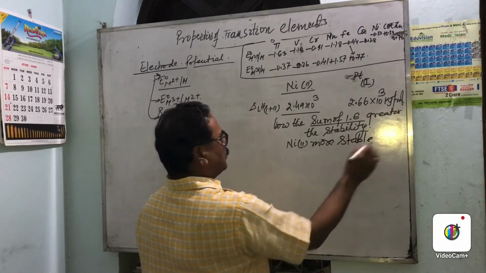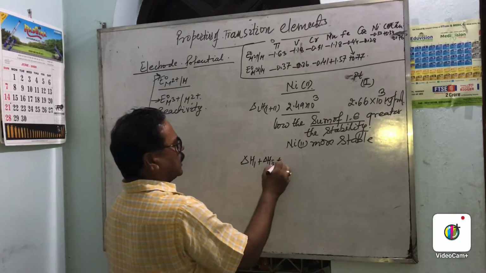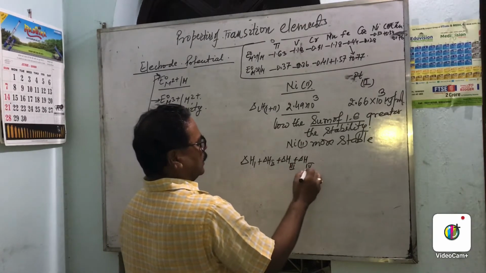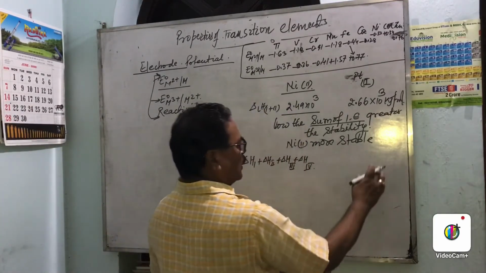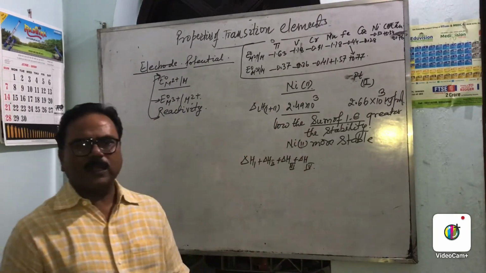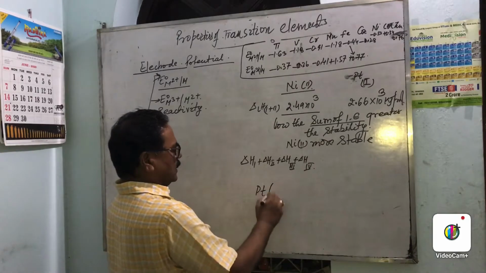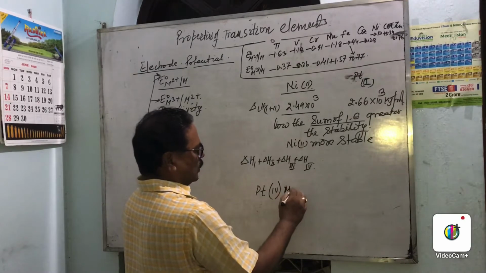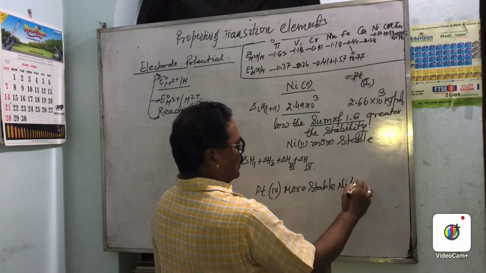Now if we compare the ionization energies ΔH1, ΔH2, ΔH3, this is ΔH4, this one. Now the sum of ionization energy for 4, if we consider it for platinum, again the concept is the same, the lower the ionization energy, the greater the stability. And it is said that platinum 4 is more stable than nickel 4. The reason is very clear.